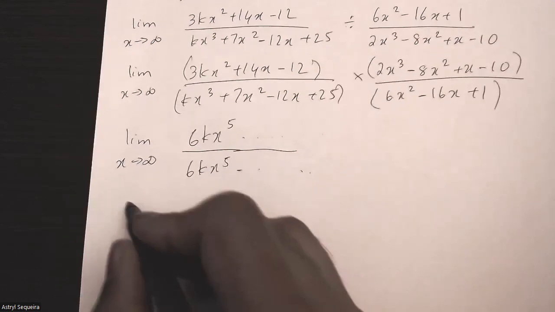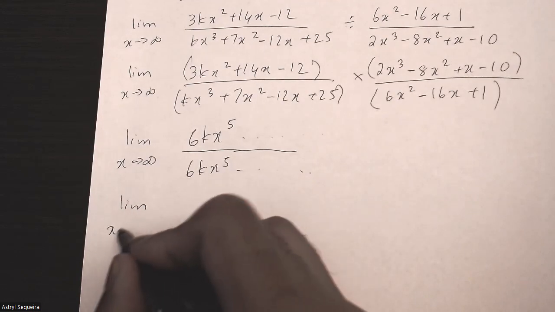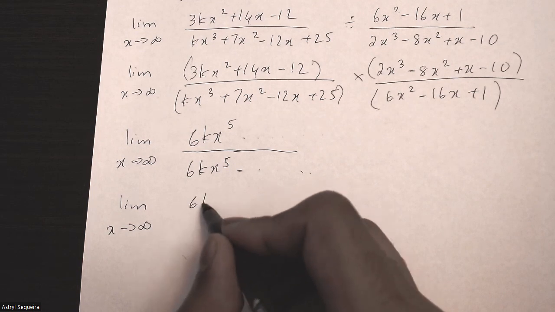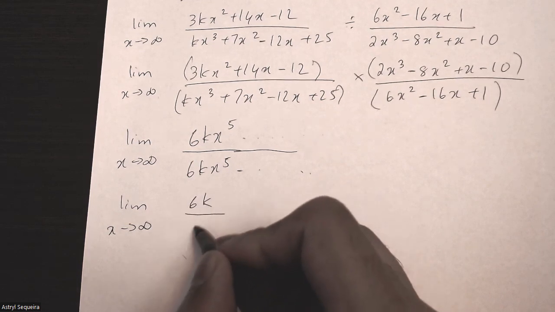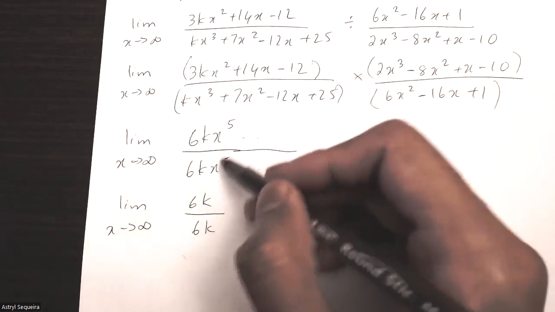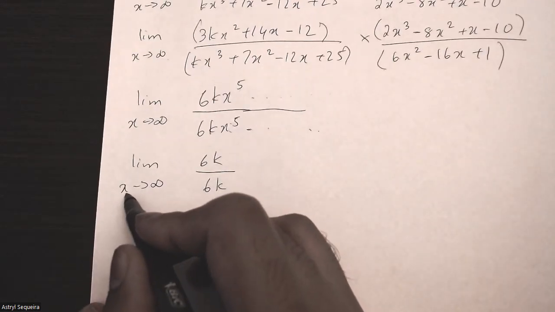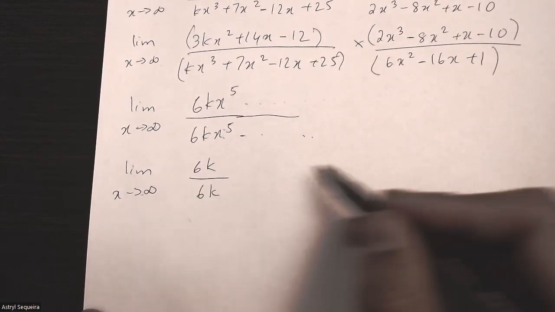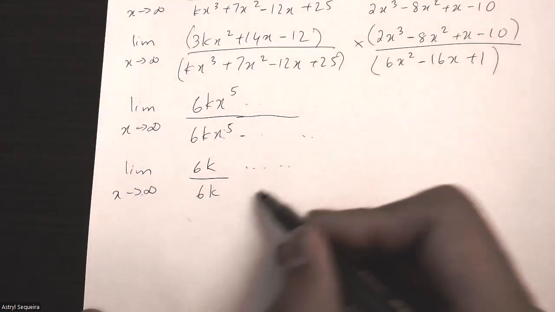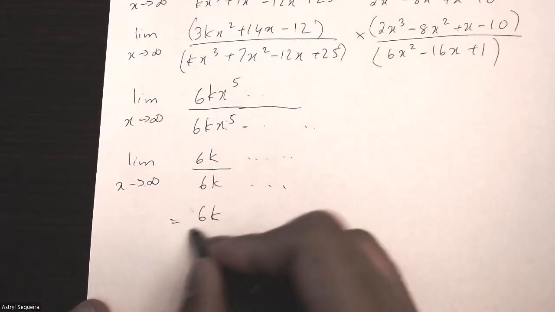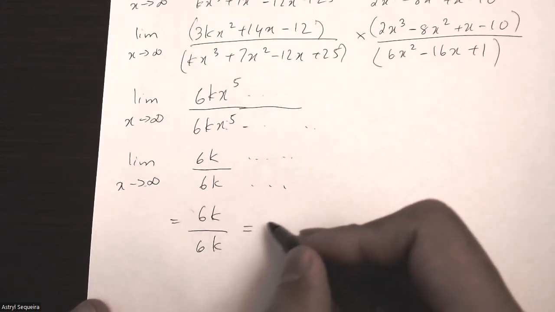So if I divide everything by x to the power of 5 now, which is our typical infinite question with algebra, I just have 6k divided by 6k, because I divided both of these by x to the power of 5. And then I can sub in my limit of infinity, which basically makes the rest of the terms 0. And I'm just left with 6k divided by 6k, which is 1.